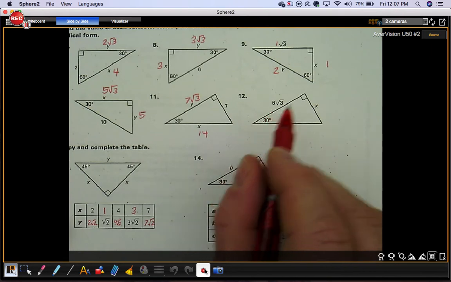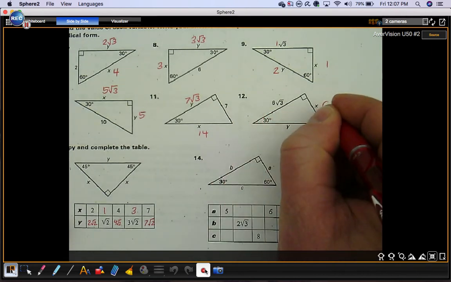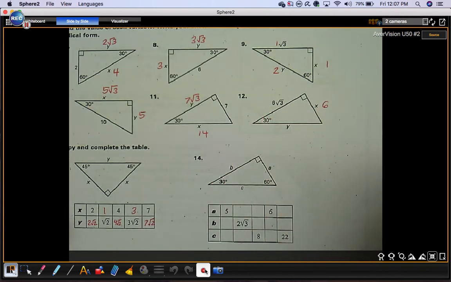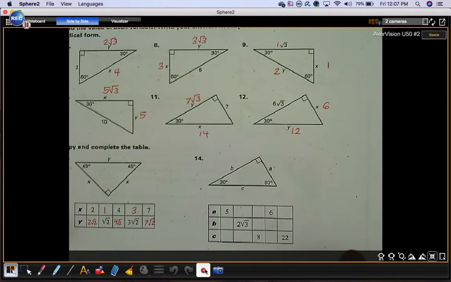In number 12, if your long leg is 6 square root of 3, and your short leg is just 6, your hypotenuse then would be 12.